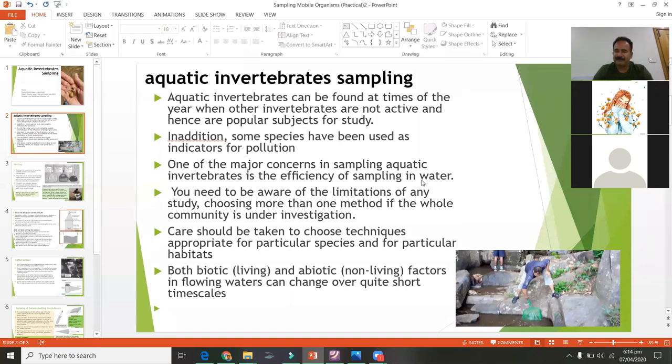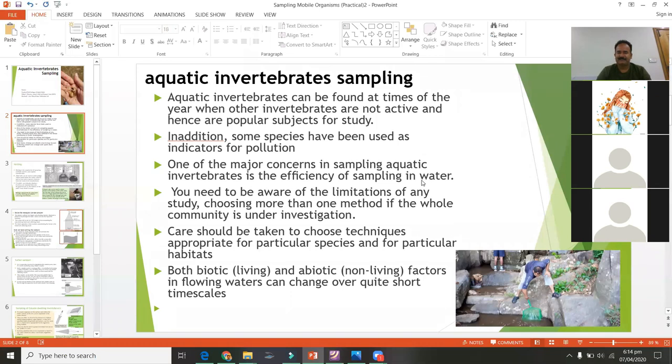For the assessment of any habitat from the macroinvertebrate point of view, there must be some efficient sampling methods which give us a clear picture of an ecosystem. So for application of any sampling technique, you must be aware of the various aspects of sampling and which sampling technique is suitable for the macroinvertebrate. Because these aquatic invertebrates are the best indicator for water pollution.